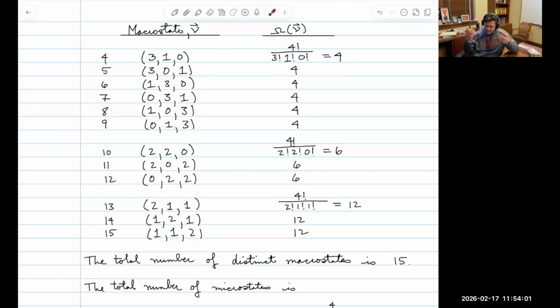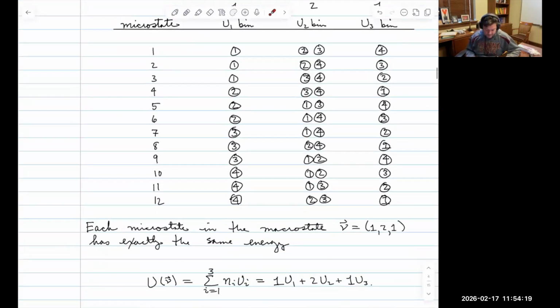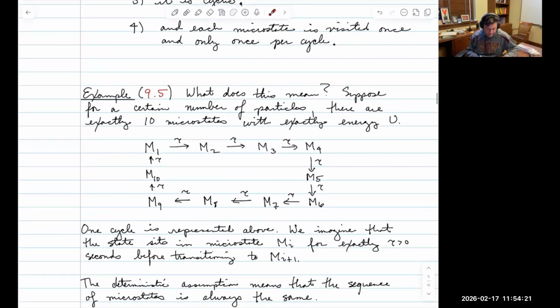So if I'm looking for the macrostate which is the most probable, if I pick the system at random, it's going to be those with the largest number of microstates. Because remember, systems visit each microstate exactly once in a cycle. The cycle is deterministic. So the macrostate that has the most number of microstates is going to represent a kind of equilibrium.